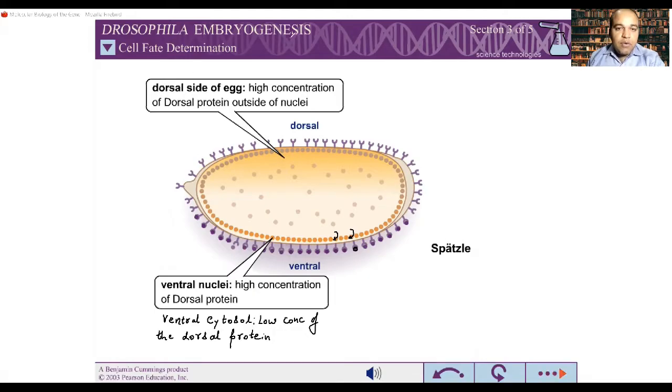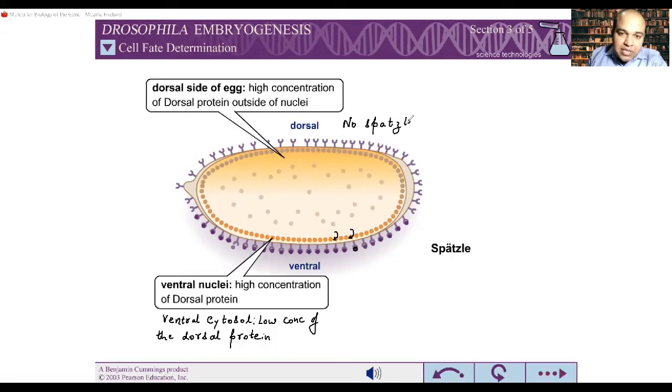Then you can find what is going to happen on the dorsal side of the egg. In the case of the dorsal side of the egg, a high concentration of dorsal protein is present outside the nucleus. It will be the opposite, because there is no spazal protein.